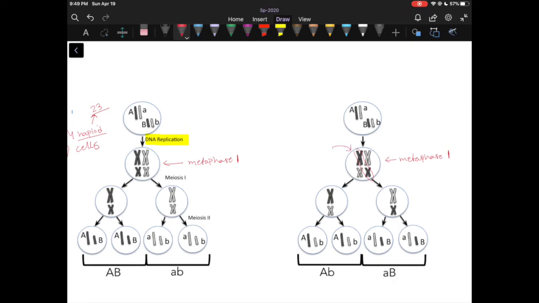So if you remember, what is this called? This is called random independent assortment. Okay, and you can see that here. If you remember what that is, it's basically where those chromosomes can assort independently, and they're going to have different combinations of how they will line up in the middle. They're not always going to line up together.